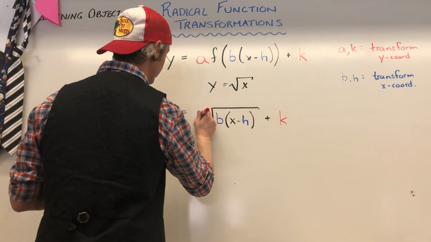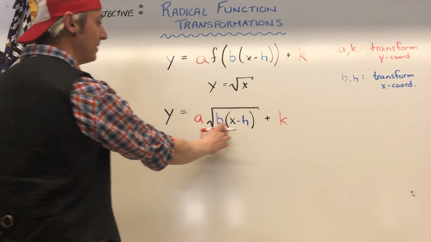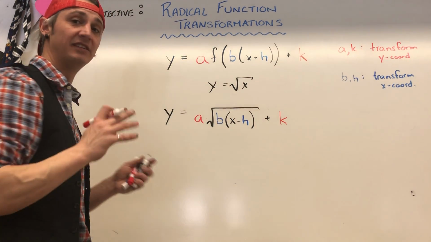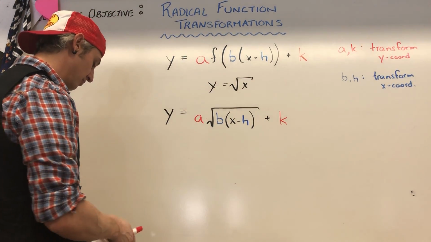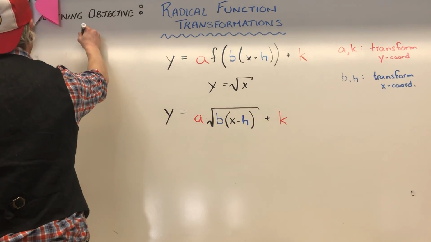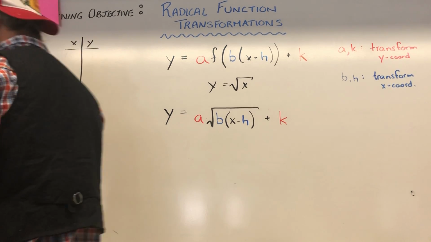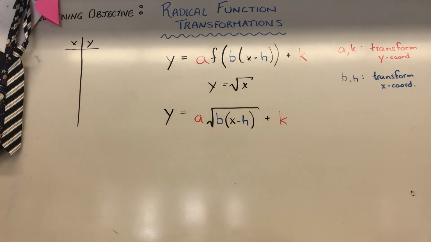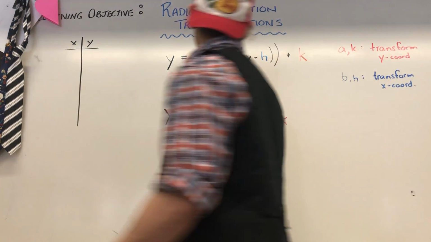So this is what my function transformations look like for my radical function. My a, my b, my h, and my k all behave the exact same way as for other function transformations. So what I need to do when I'm working with these is create a table of values for my original function, and I am going to use that table as a reference. So my original function is this.